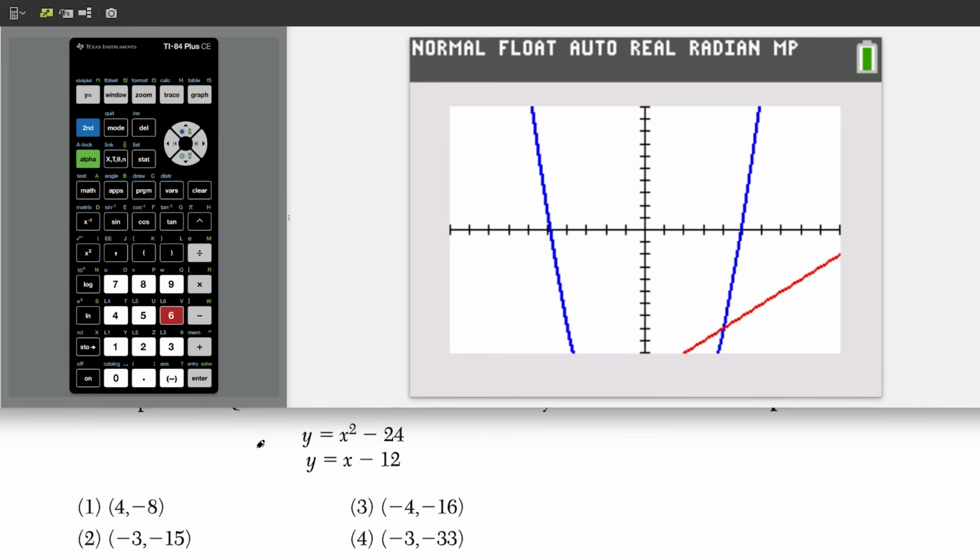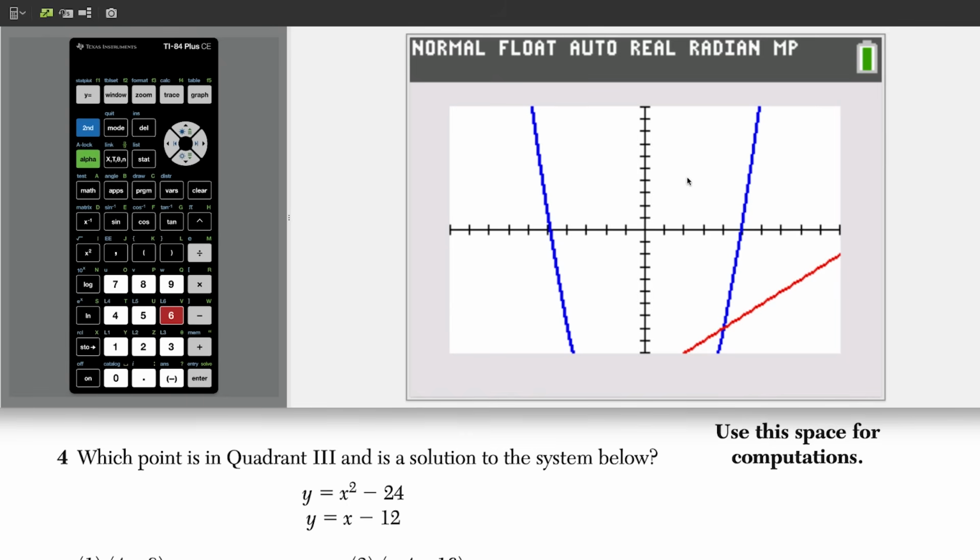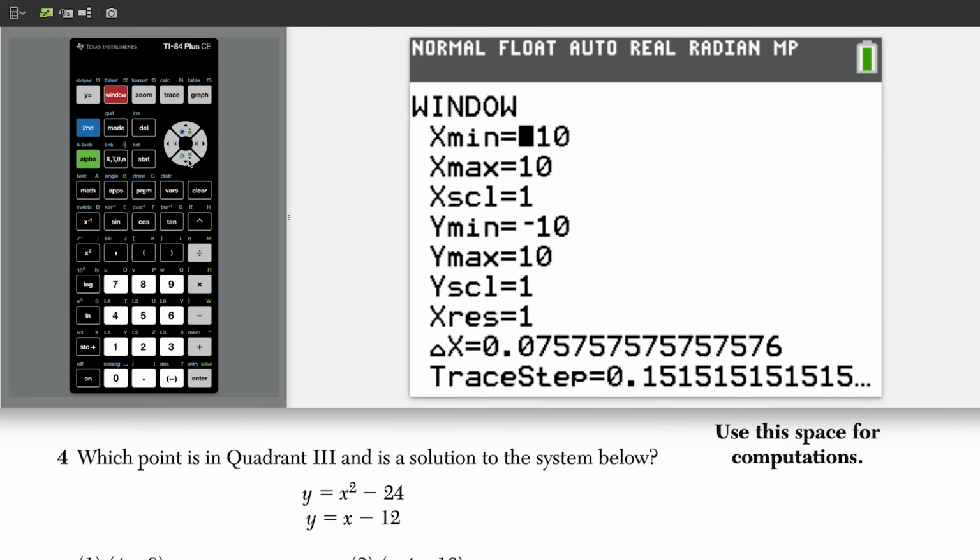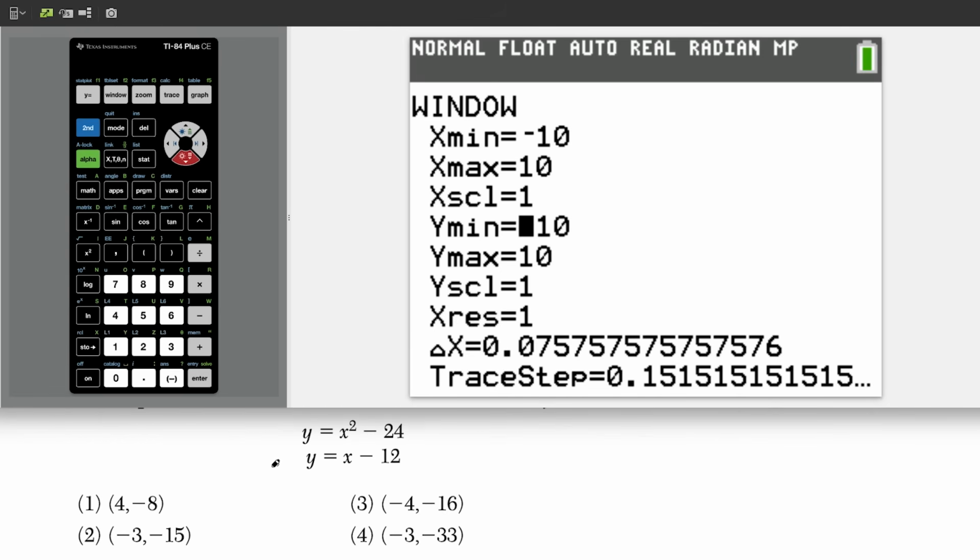And we're looking for the quadrant 3 solution. So we're looking for a solution in this quadrant over here. We have 1, 2, 3, 4. So notice we can't see anything. So there's a few ways around this. What we could do is just drop the window down. We could drop the y minimum to, let's say, -20. Or notice that the lowest y value is at -33. So maybe I go down to -40 so that I definitely capture all of the y values here.